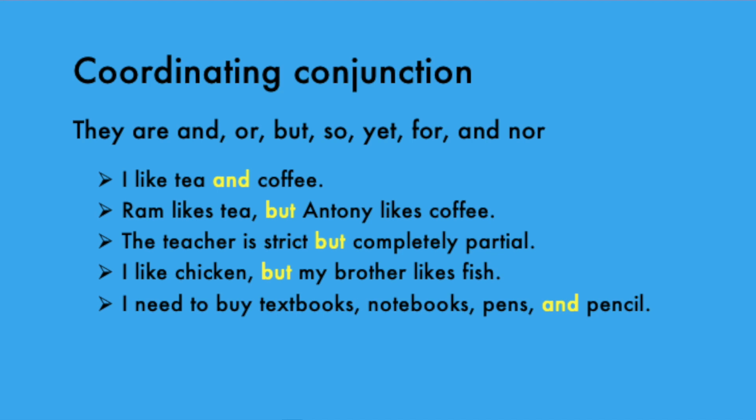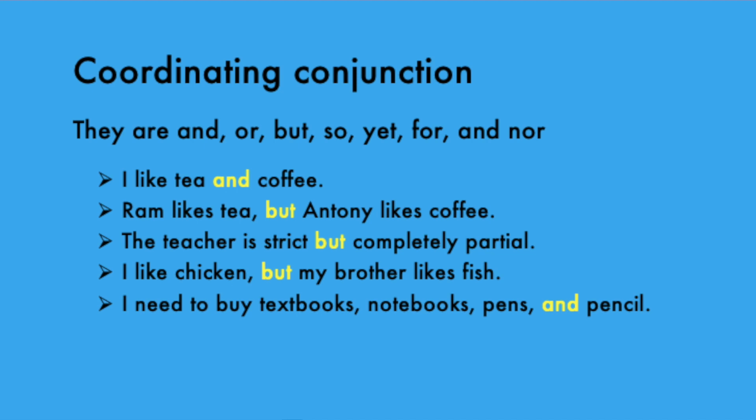Did you notice the comma we put after the first clause and before the conjunction but? When a coordinating conjunction joins independent clauses, place a comma before the conjunction and after the first independent clause. Ram likes tea. It is an independent clause. After that, put a comma, but, that is the conjunction. Anthony likes coffee.